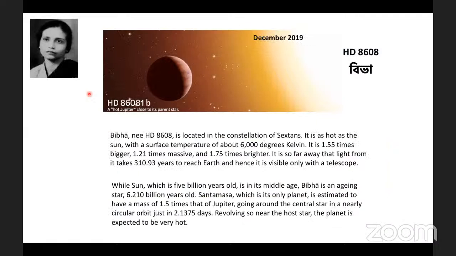I just want to end the Bibha Chaudhary part with this news. I don't know if you know this. Last year, in December 2019, a star called HD 86081 was named after Bibha. So this star, which used to be called HD 86081, is in the constellation of Sextans, and is named after Bibha.